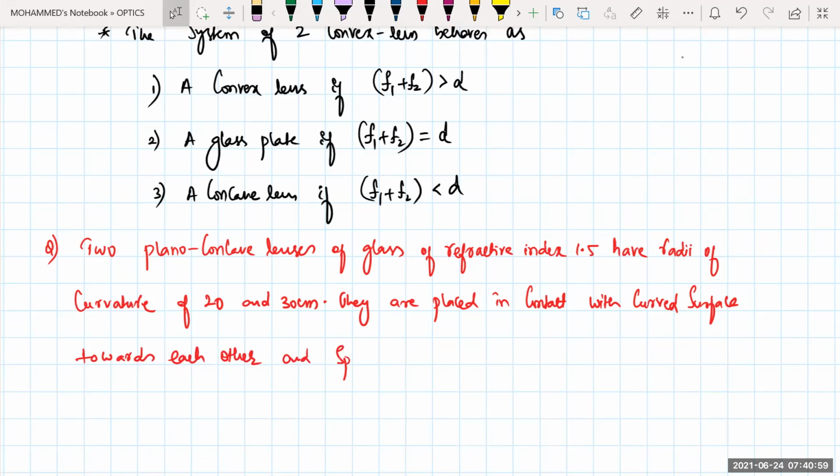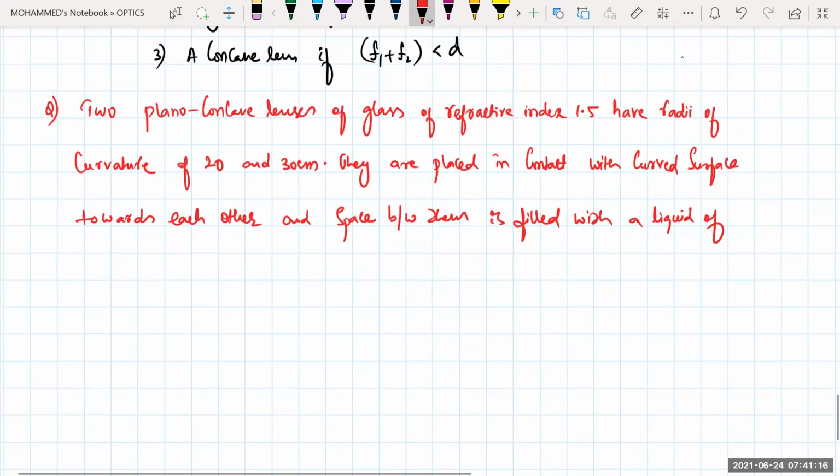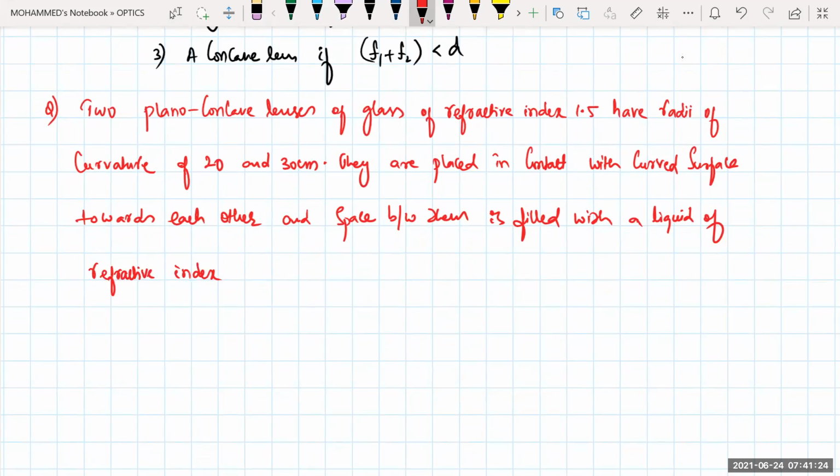And the space between them is filled with a liquid of refractive index 4/3. Find the focal length of the system.